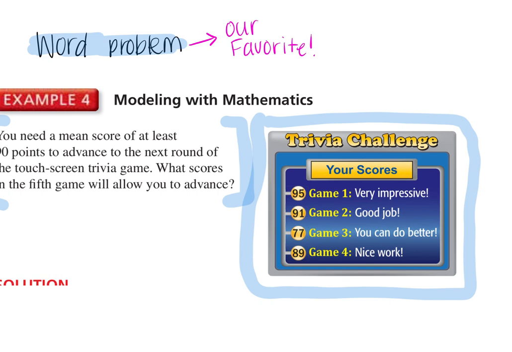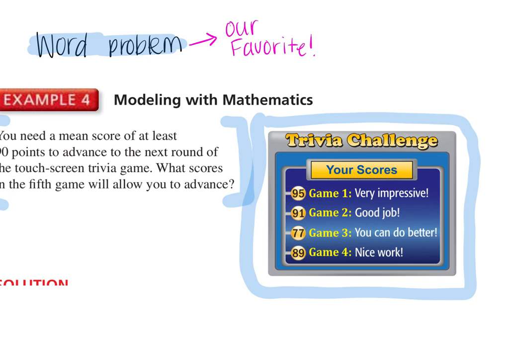Okay, now this word problem is a bit harder than what you're going to see on your homework and going forward. So we're just going to set it up. We're not actually going to solve this word problem. So the word problem says you need a mean score of at least 90 points to advance to the next round of the touchscreen trivia game. What scores in the 5th game will allow you to advance?